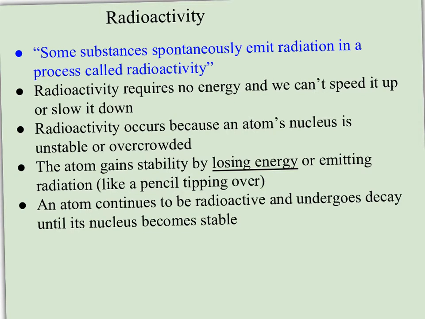There's either too many protons or too many neutrons or just too much stuff in the nucleus. Remember, the nucleus is very dense and very tightly packed, so there's a limit to how tightly packed a nucleus can be before it loses its stability. So it gains stability by losing energy or emitting radiation. And your book likens it to a pencil tipping over. If you had a pencil and you balanced it on the tip or even on the eraser, that would be very unstable. It would not take much of a disruption to make that pencil tip over. But a pencil laying down on the table, that's pretty stable. So an atom continues to be radioactive and undergoes decay until its nucleus becomes stable.